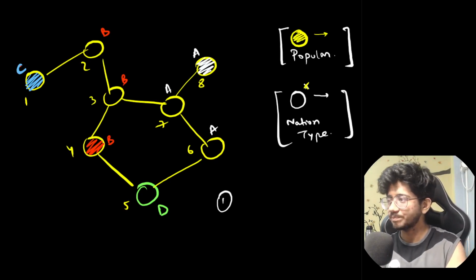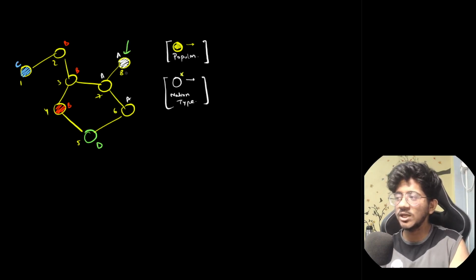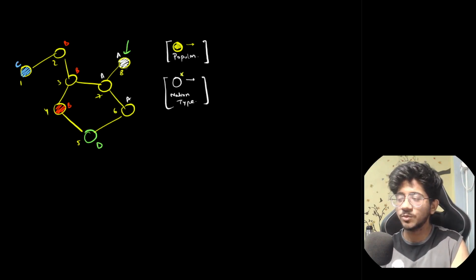How to do that? Let's say this was the only popular node, and you had to find for every node the closest popular node. You would run a BFS from this particular node, or a Dijkstra from this node when it's weighted, and find the distance to every other node, and then you know the answer for every node, right? But now you have multiple popular nodes, and you need to find for every node the closest one out of those.